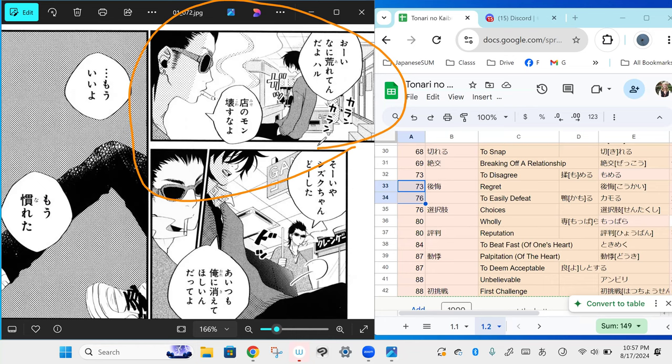It's like, "Oi, nani arete en da yo?" Areru is like to become stormy, or to fall into ruin. It's like, hey, what's with Haru? Not like sloppy or unruly, I misspoke. It's like violent. Rough, maybe.